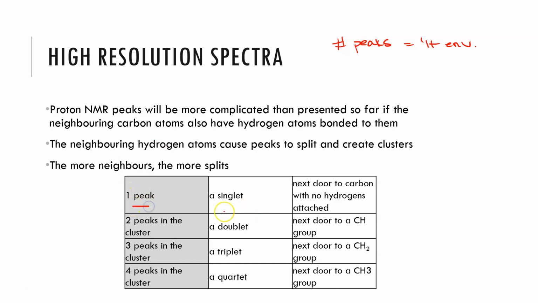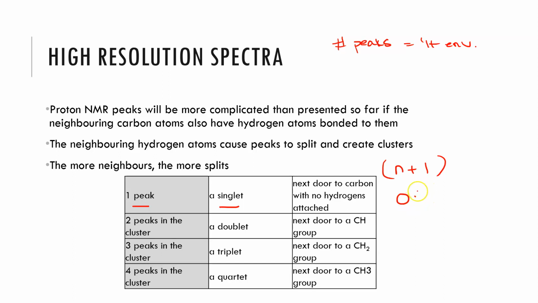So if we have one peak, as I said before, we have a singlet. This is next door to a carbon with no hydrogens attached, because remember the N plus one rule is how we determine splitting. It will be N, which is the number of adjacent hydrogens, plus one is the number of lines that the peak will split into. So this means for this, if we have zero adjacent hydrogens, i.e.